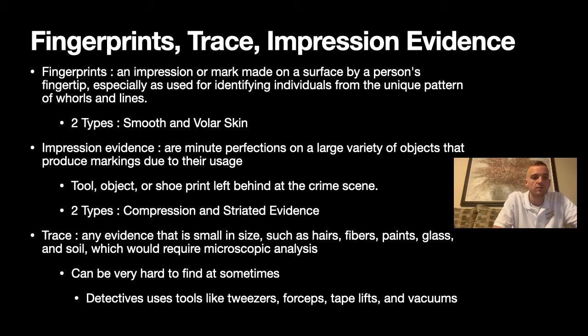Questioned evidence is a type of evidence or material of an unknown source, and the known evidence is any type of evidence that originates from a known, acknowledged, or accountable source. This can link multiple suspects to multiple crimes, or it can show you who's responsible for this crime. Impression evidence is defined as minute imperfections on a large variety of objects that produce markings due to their usage. This can be an imprint from a tool, object, or shoe print that's left at the crime scene.